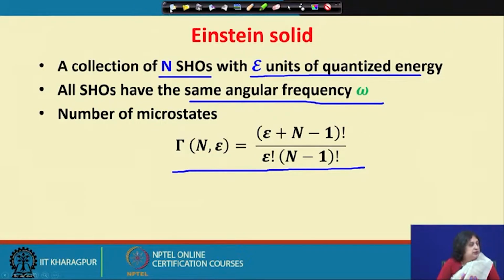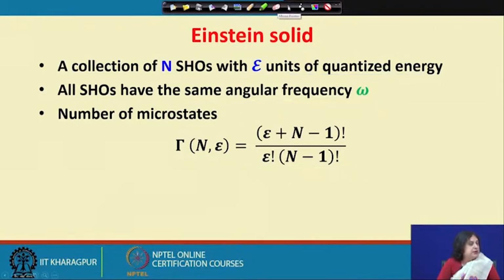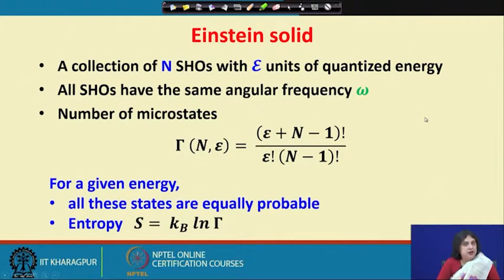So, what the two hypotheses tell us from this expression are as follows. First, if E and N are fixed, then these many microscopic states are possible, and all these states are equally probable for the given values of E, N and V. And if you can compute what gamma is, immediately you can find out that for this isolated system, the entropy value is going to be Kb ln gamma.